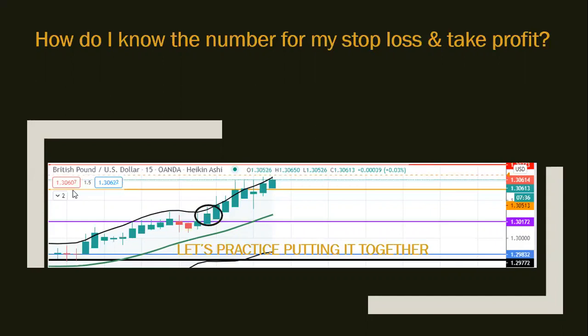But for your stop loss, you may say, well, you know what, Shan, I'm supposed to be predicting it. How am I going to know what that number is? Cool. I want to practice and show you how we can put these things together with TradingView.